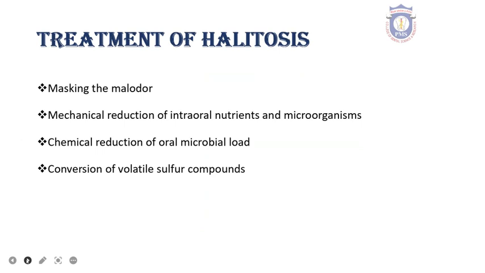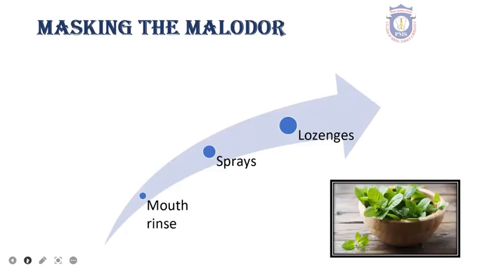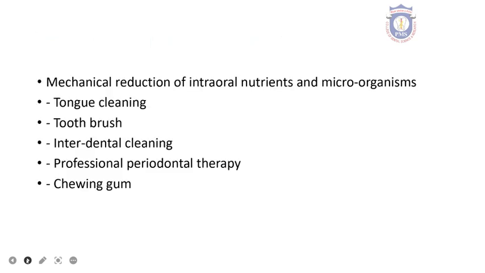The main treatment is masking the malodor, then the mechanical reduction of intraoral nutrients and microorganisms, then chemical reduction of the microbial load, and conversion of volatile sulfur compounds. So masking the malodor can be done by using mouth rinses, sprays, lozenges, etc. So various mouth rinses, sprays, and lozenges are used to mask the malodor. And mechanical reduction of intraoral nutrients and microorganisms.